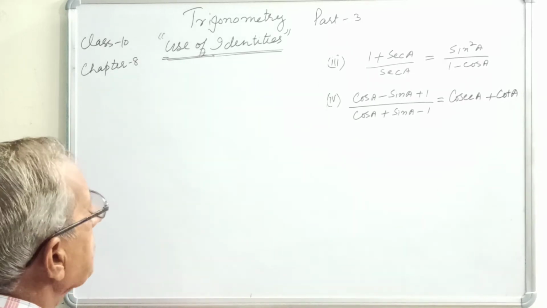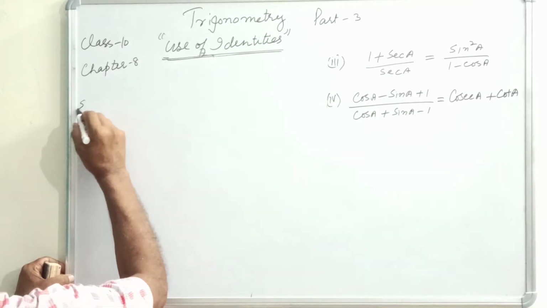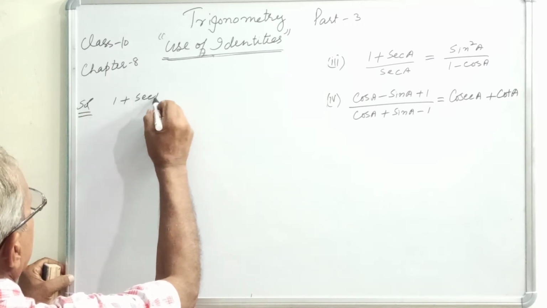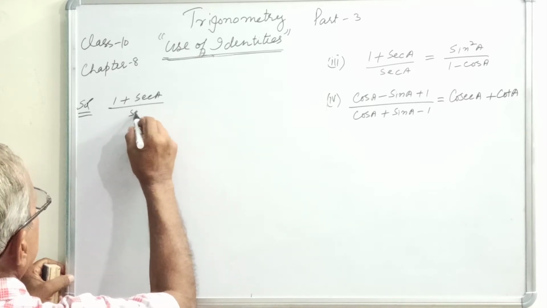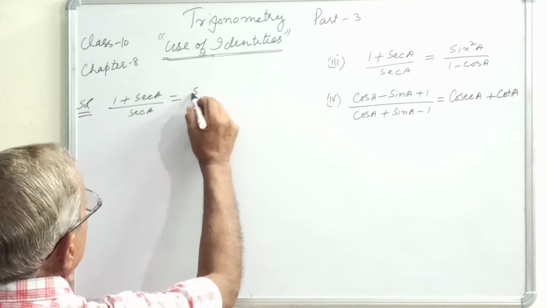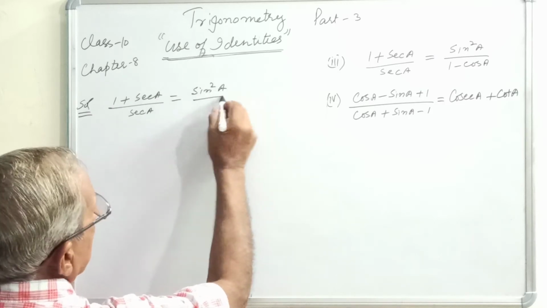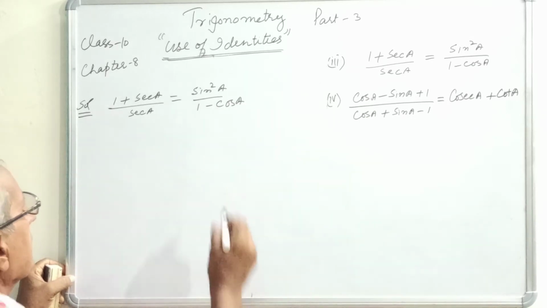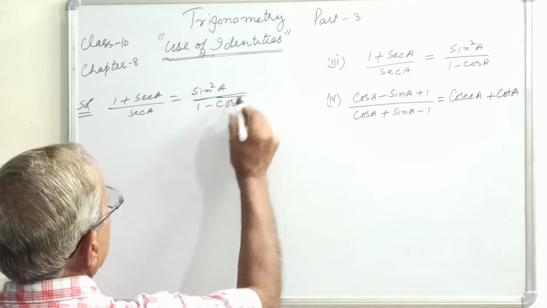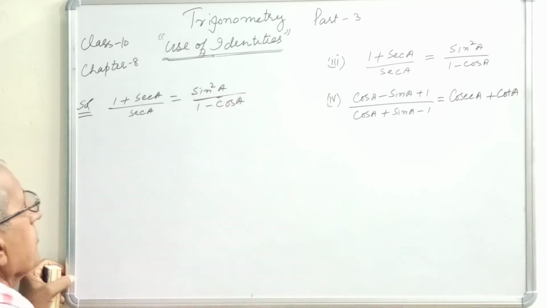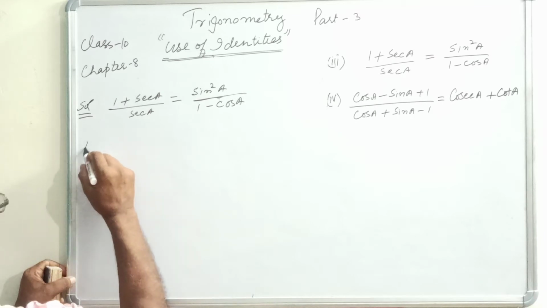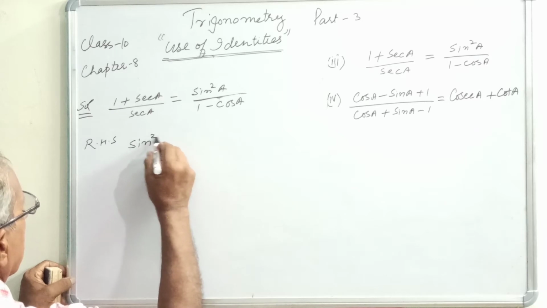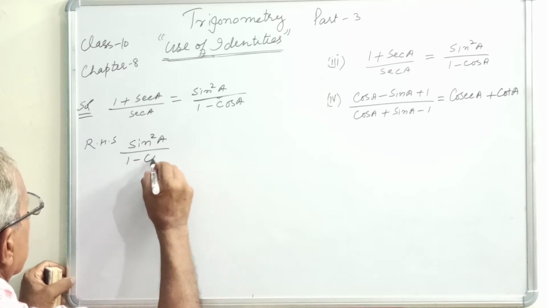Now I am taking the third part. 1 plus secant A upon secant A, and the right hand side is sin square A upon 1 minus cos A. So this time I will take right hand side first and prove the left hand side. So right hand side, sin square A upon 1 minus cos A.